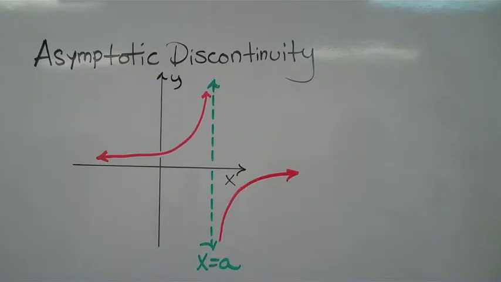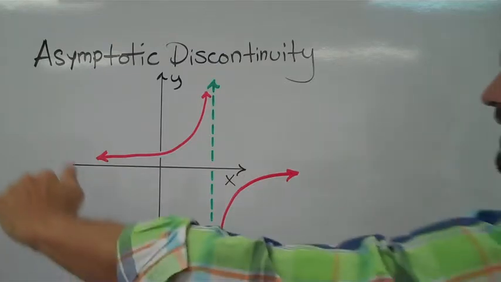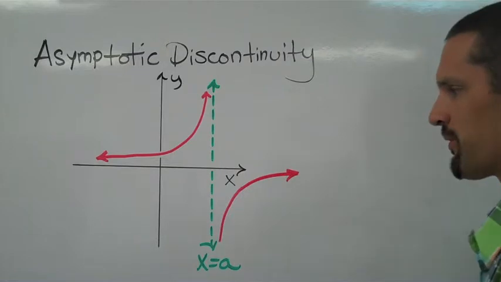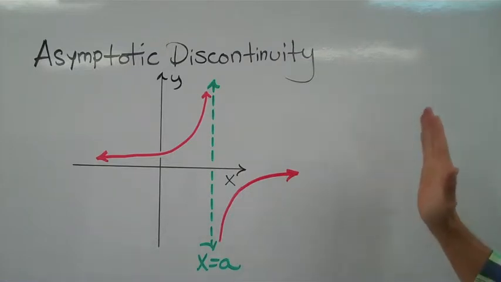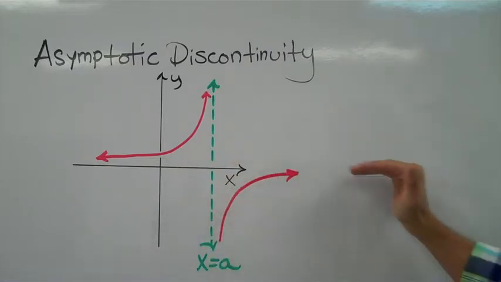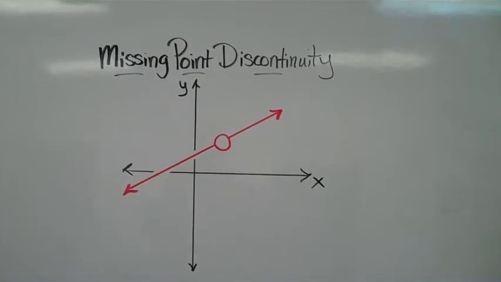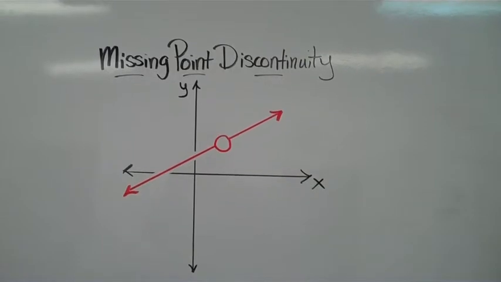Here we have asymptotic discontinuity. As I approach the asymptote at x equals a from the left side, I'm going towards infinity. My f of x value goes towards infinity. And if I approach it from the right side, I'm going to be going towards negative infinity. So I definitely have asymptotic discontinuity. I have to pick up my pen. Lastly, we have missing point discontinuity, for obvious reasons.